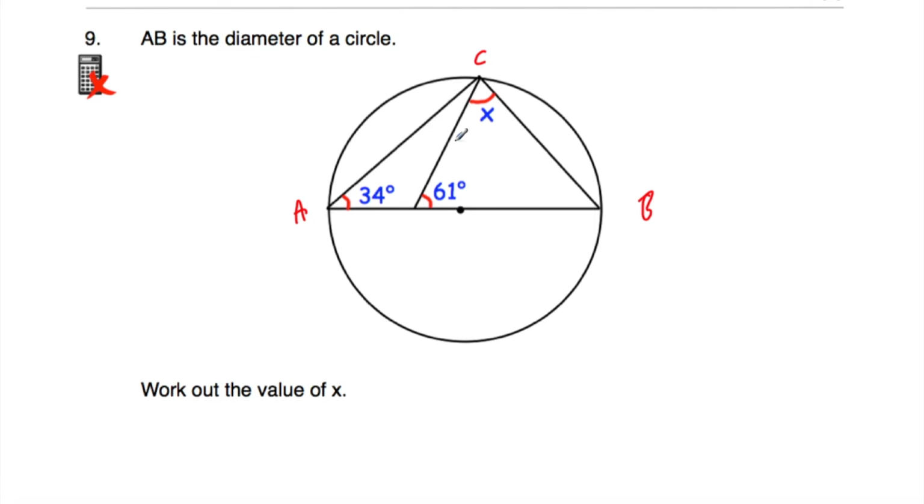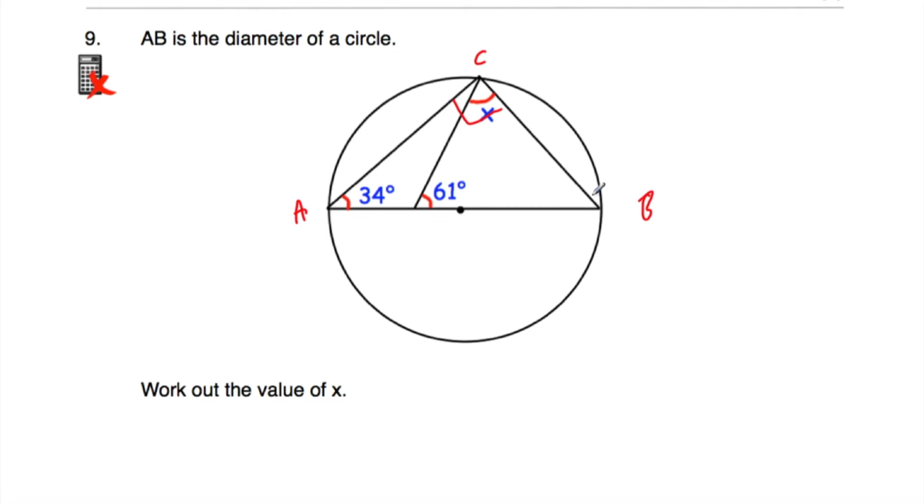Now, there's a few different approaches we could use for this question. There's two which I'm seeing. I'm going to show you both approaches now. My first approach is to look at the fact that this whole triangle is a right angle triangle because we've got the diameter. That means the whole angle up here would be 90 degrees.